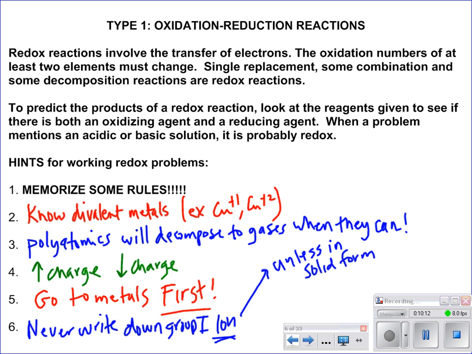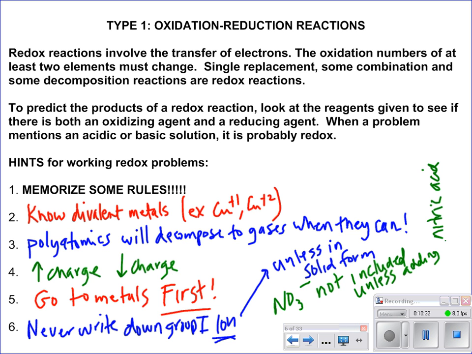Another thing I don't want you to write down is a nitrate. Nitrate's not included unless you're adding nitric acid to a metal. If you're adding nitric acid to a metal, the nitrate is actually part of the reaction. Otherwise, nitrate's going to be a spectator. So, nitrate is not included unless you're adding nitric acid to a metal. Okay?